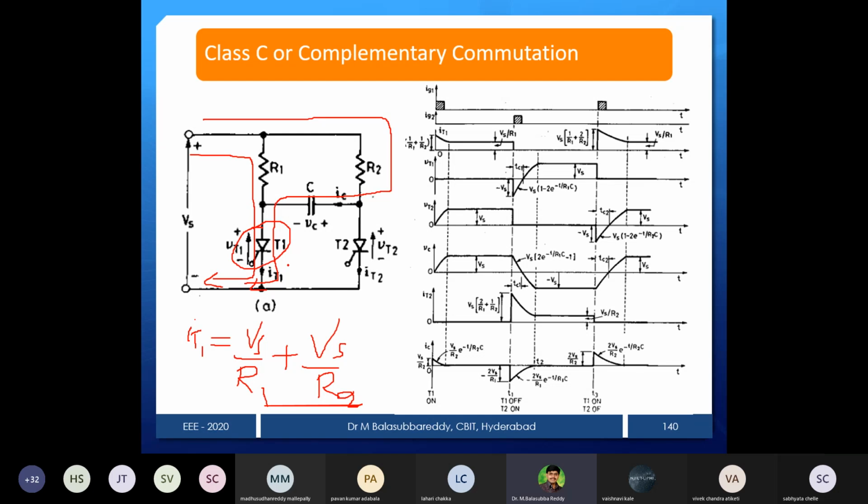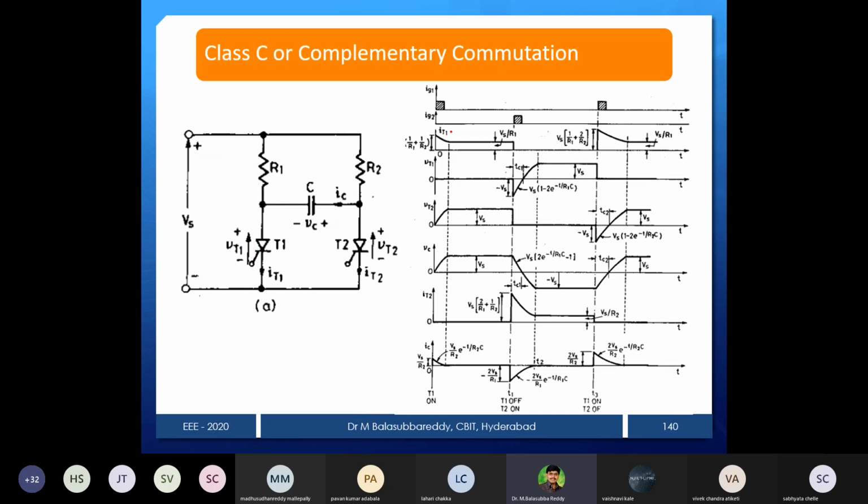Initially, after some instant, what will happen? The capacitor tries to charge. While it is charging, the current passing through it is going to be reduced, gradually. Finally, after some time, the voltage across the capacitor reaches the maximum, that means Vs. Then no current passes through the capacitor, so this term will vanish. Only one current will pass, Vs by R1. So that is the initial understanding.